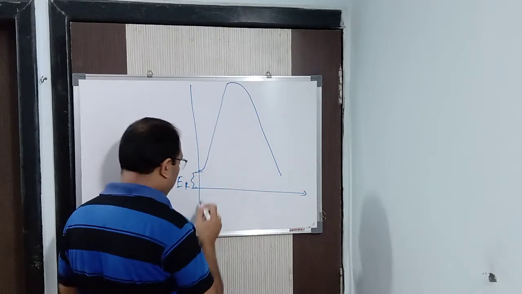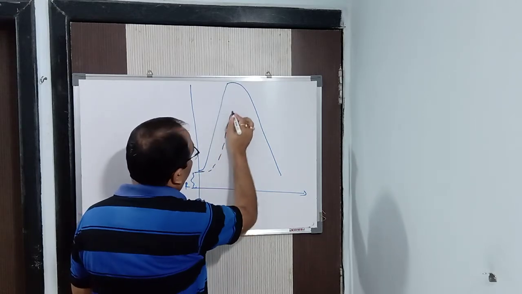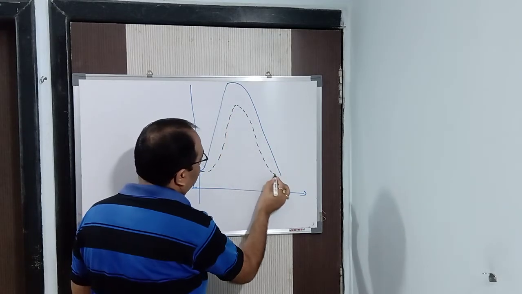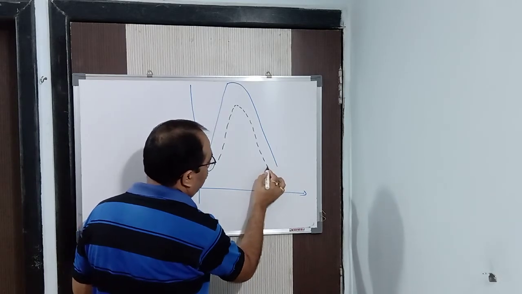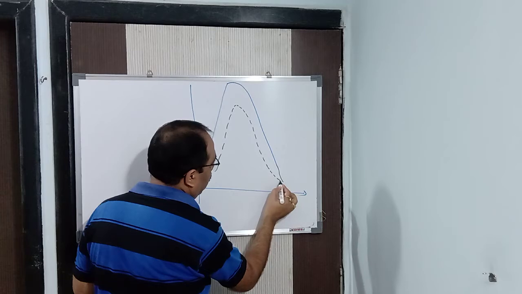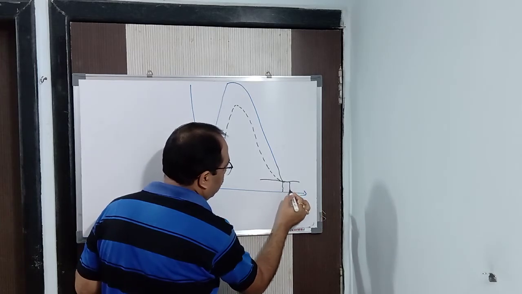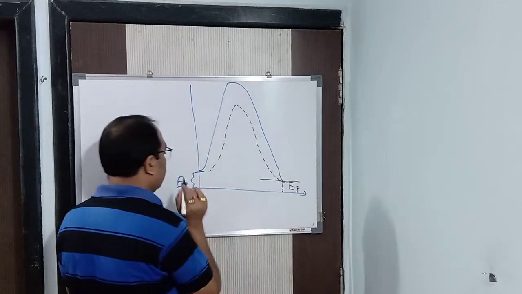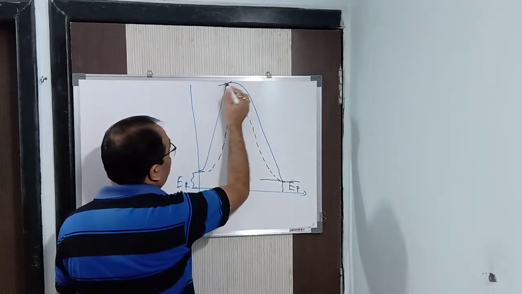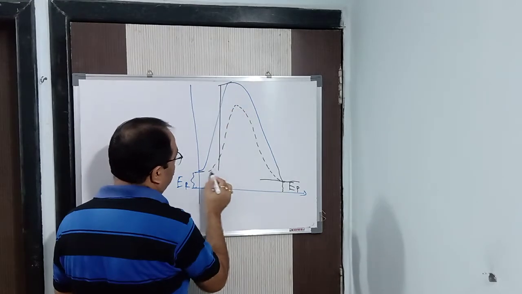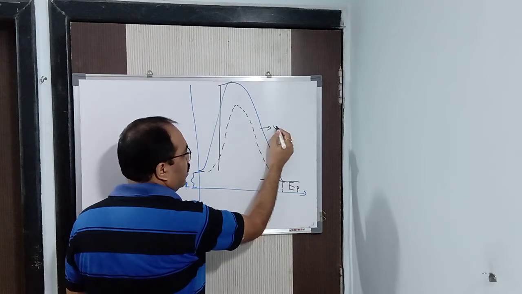Actually, this is the graph for the actual rate. Now this much is the energy of the product, which we can say is EP, and this is ER. Clear? So this is your activation energy. Now the blue line here is with catalyst.